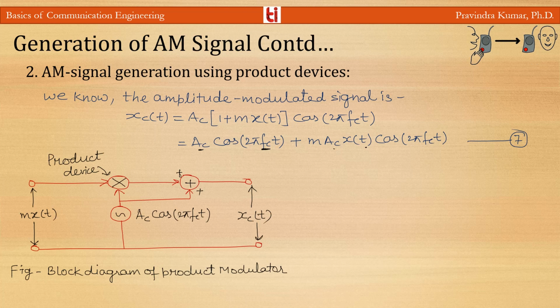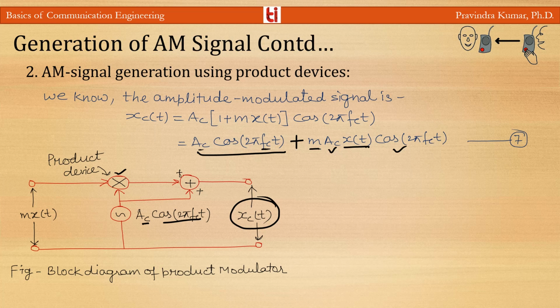So this is the block diagram of the product modulator. First of all, we have the product of m x(t), the modulating signal, and the carrier A_c cos 2πf_c t. With the product modulator here, we then add A_c cos 2πf_c t, the carrier wave, and we get the amplitude modulated signal at the output. Here m x(t) and A_c cos 2πf_c t are multiplied in an analog signal multiplier, and then A_c cos 2πf_c t is added to it again to get x_c(t), the AM signal.